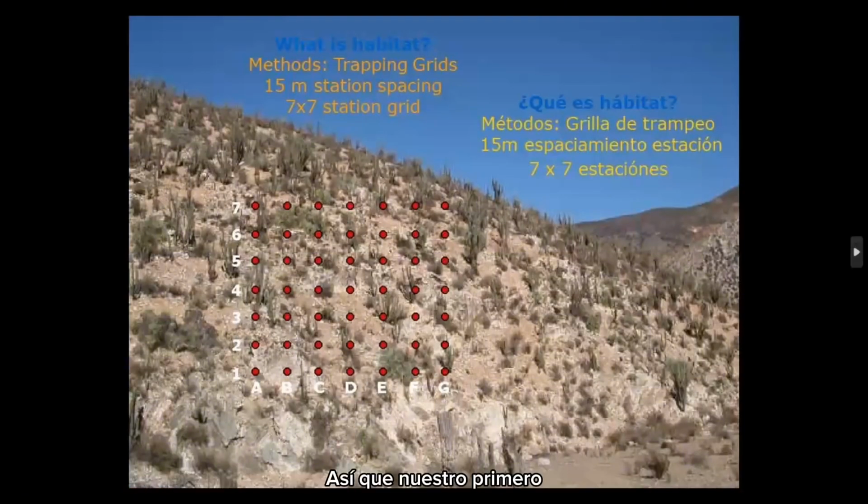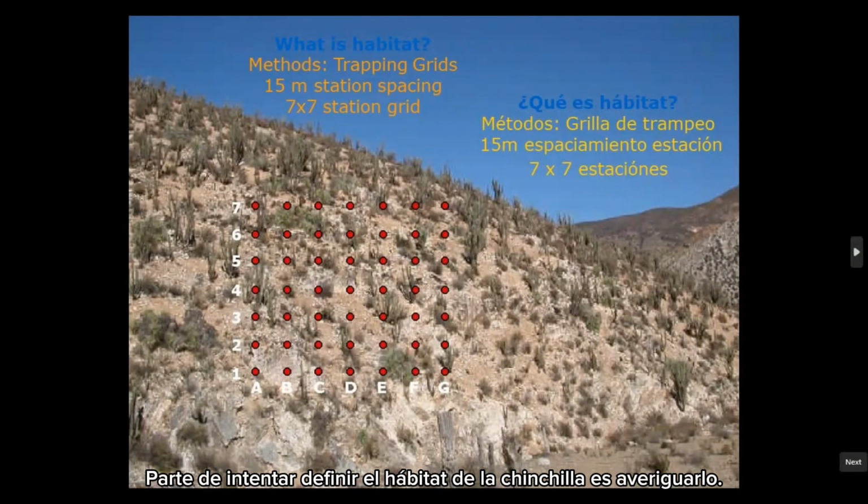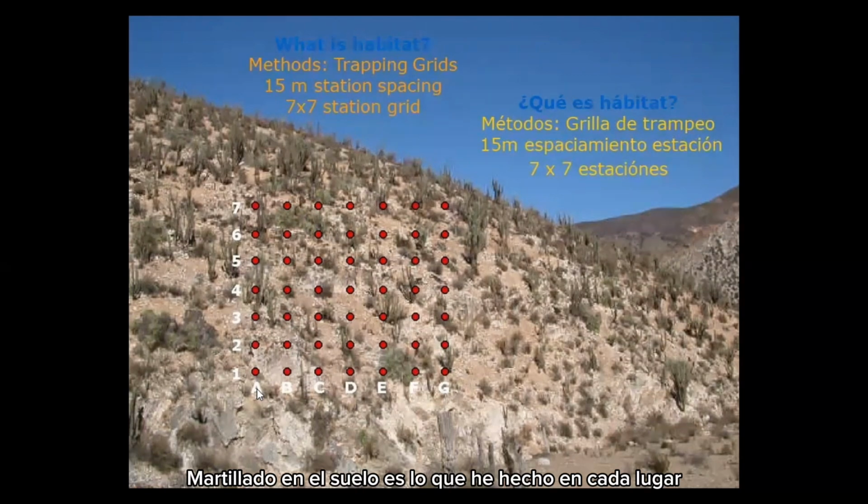So our first part about trying to define the chinchilla habitat is figuring out where they are and what they need to live. We're going to do this by using a standard trapping grid. We're going to stake these out with little pieces of wood hammered into the ground, which is what I've done at each spot. At A1, I've put a little stake in there. It's painted red on the top with an A and a 1 on it, and it's hammered into the ground.